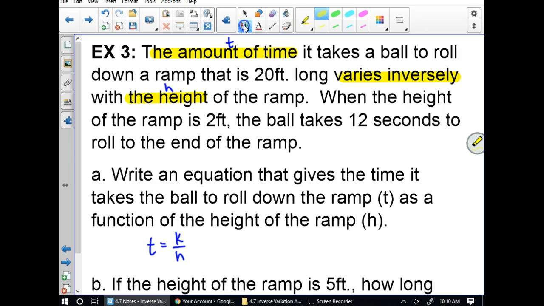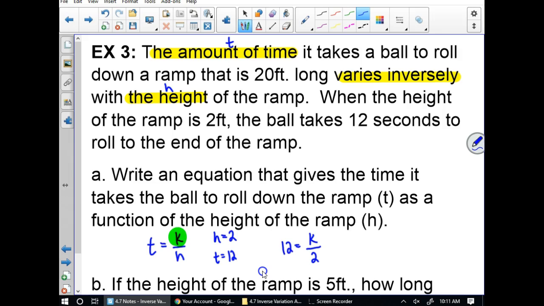The main thing you have to know is that K right there has to be in the top of the fraction. And so it tells us when the height of the ramp is 2, so when H equals 2, the ball takes 12 seconds to roll to the end of the ramp. So the T is 12. So we need to find that K in here. To do this, we will plug in 12 for our T, and we'll plug in 2 for our H, and then we're going to solve that for K.